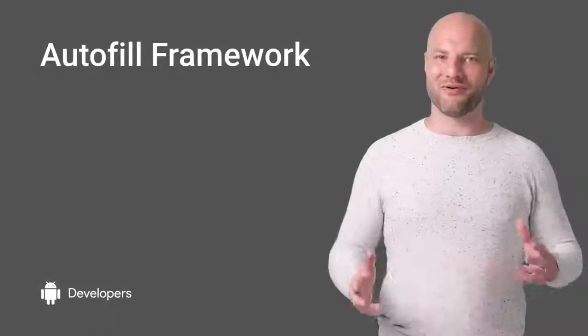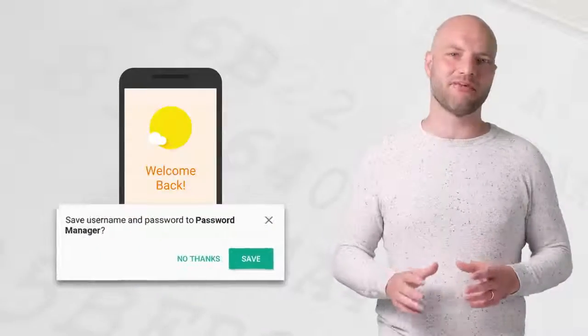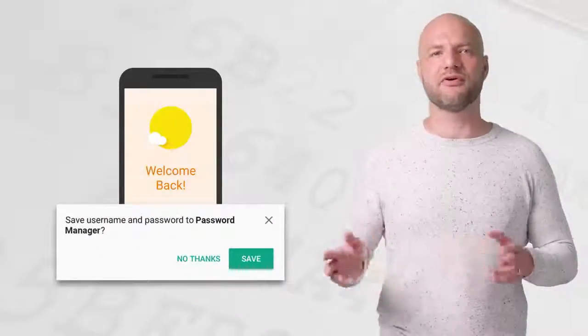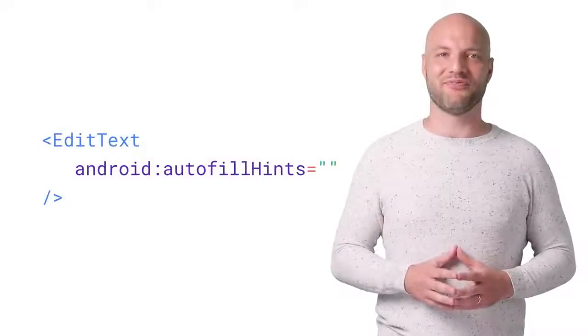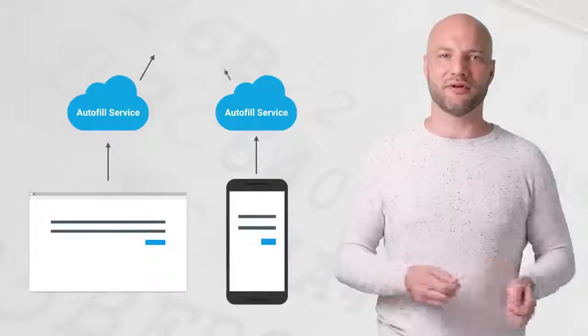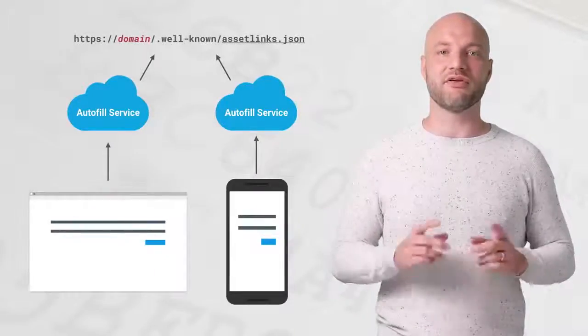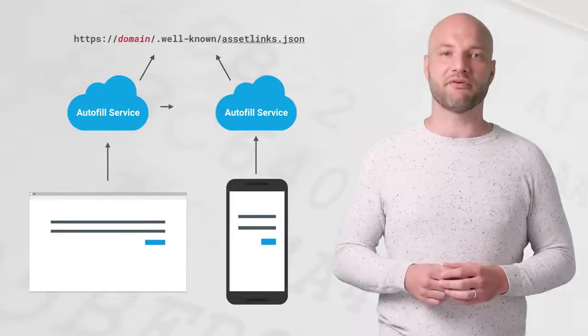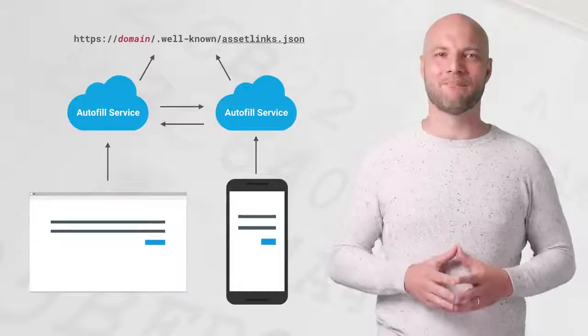Android O adds the Autofill framework. Autofill works just like in Chrome, offering to save form content when users enter their passwords or other information. As a developer, you can get ready by adding autofill hints and setting up a digital asset link between their website and Android application. This is a JSON file that you host on your web server, which allows autofill services to share autofill data between your web and Android app.